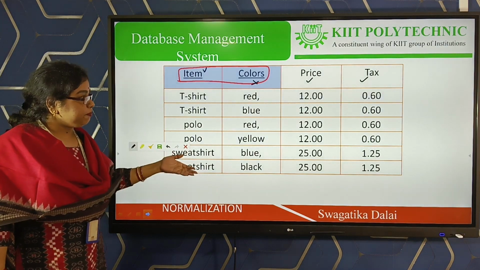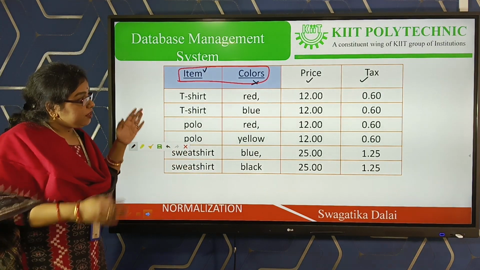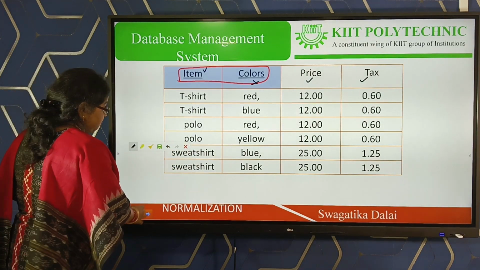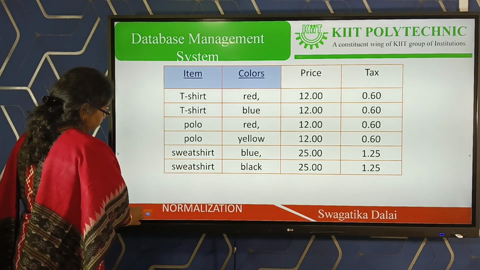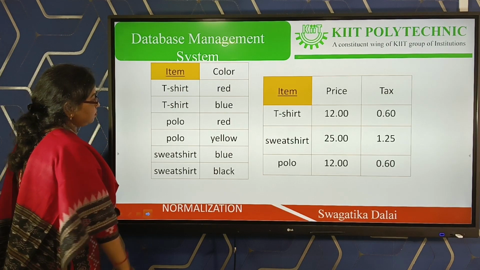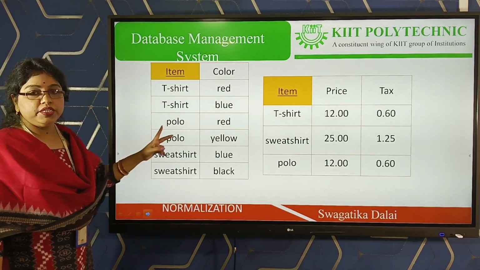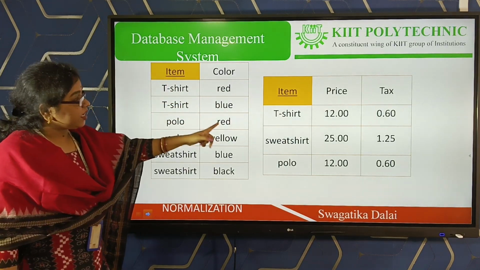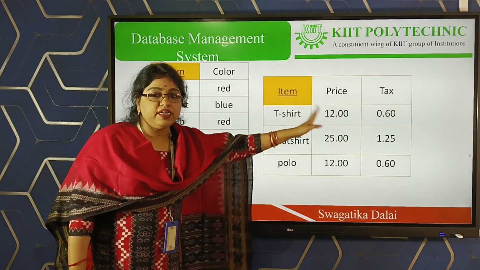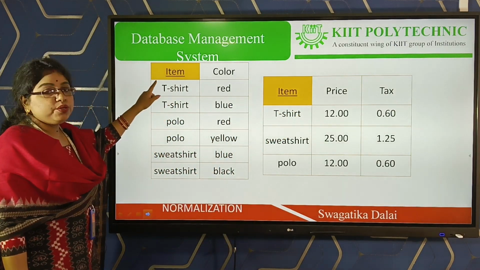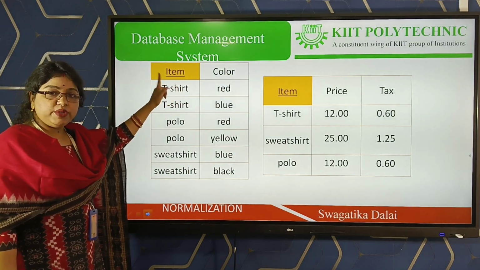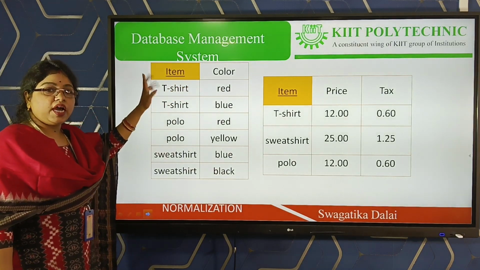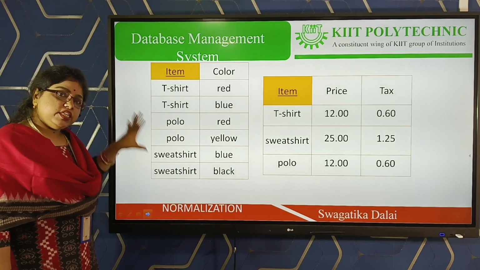To remove the partial dependency from the table, we decompose the table into two parts, as we can see in the next slide. The first table contains two attributes, item and color. The second table contains three attributes: item, price and tax. In the first table, item is the primary key, so item is the key attribute and color is the non-key attribute. Here color directly depends on item and all the values are atomic, so this table is in 2NF.